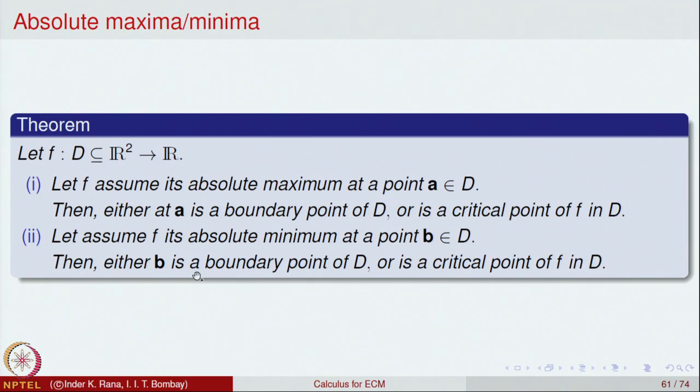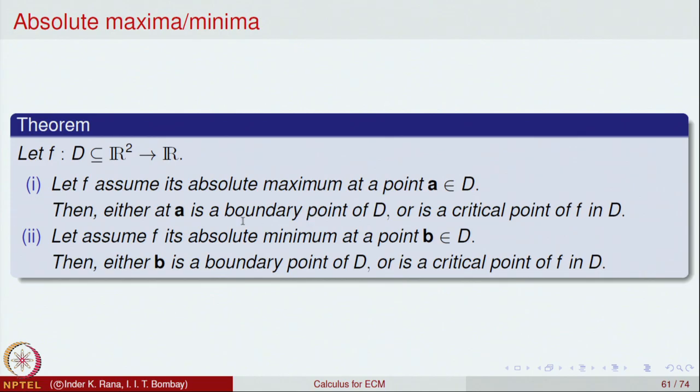So, what are the points where absolute maxima can occur? So, clearly the function is defined in a domain D in R2. So, if a function has an absolute maximum at a point A, then the point A either is a boundary point or is a critical point for the function.